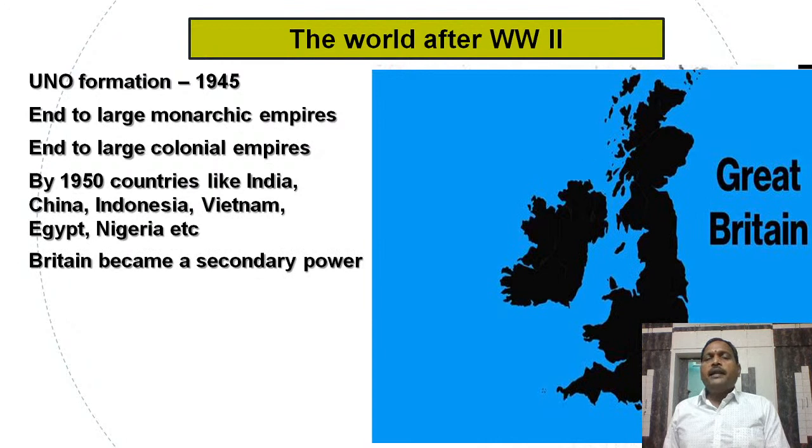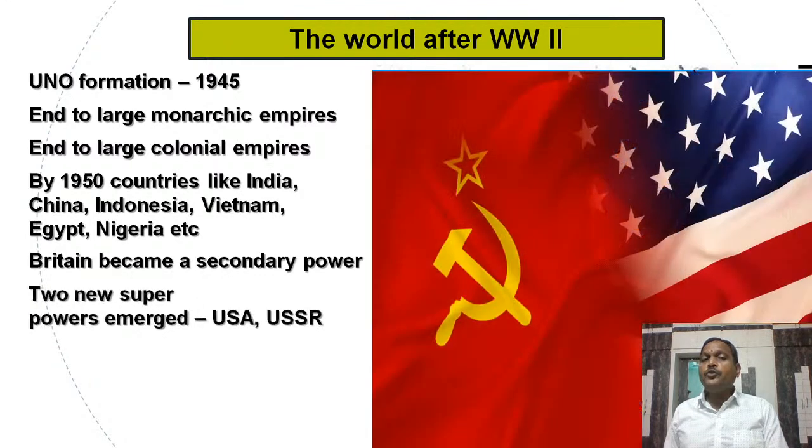Next, Great Britain became the second power. The empire which had risen from the Middle Ages to the modern age, Great Britain, lost its place. It was supreme till then, but it went to second place. The new superpowers after World War II were the USA and USSR. They emerged as the superpowers. With their military and their economy, they proved themselves, so they became the new superpowers.